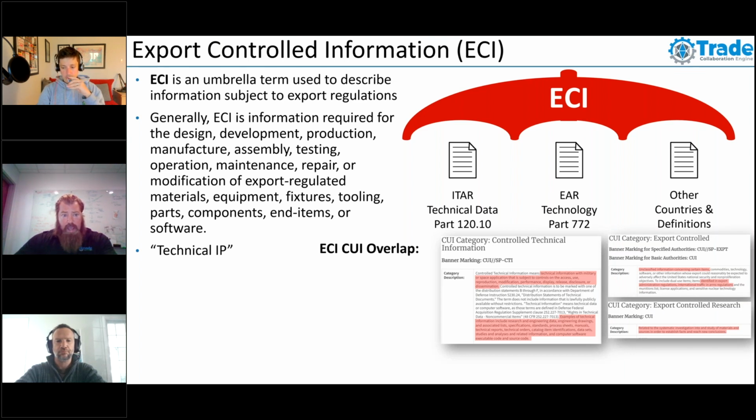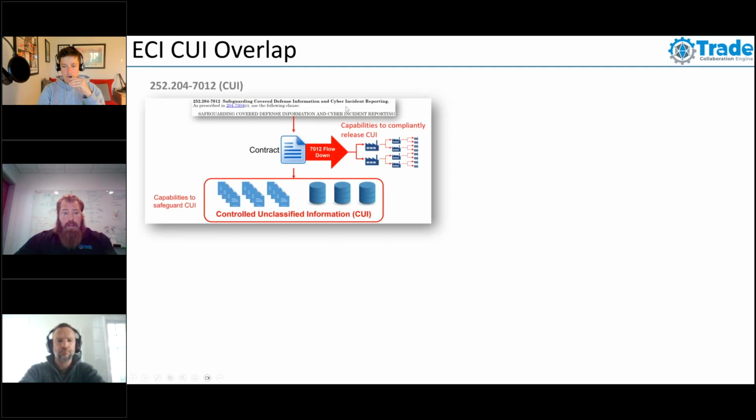Now, if you look at the ECI CUI overlap, and we have to talk about this because there's such a push right now on the CMMC side, right? So you have controlled and classified information, where you get a requirement, a clause 7012 within the DFARS that flows down in your contract, and now you have unstructured and structured CUI that you have to safeguard. And then those requirements also flow down throughout the supply chain, and as the data flows down as well.